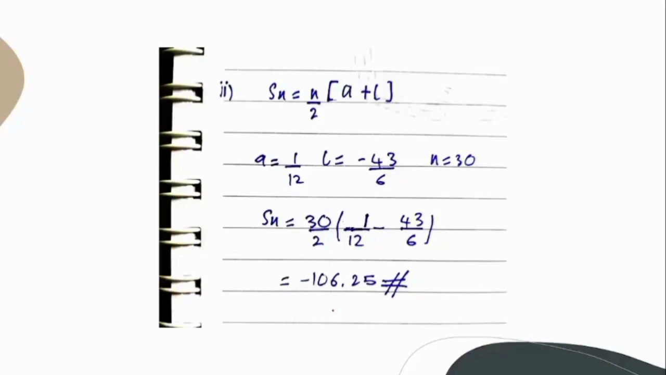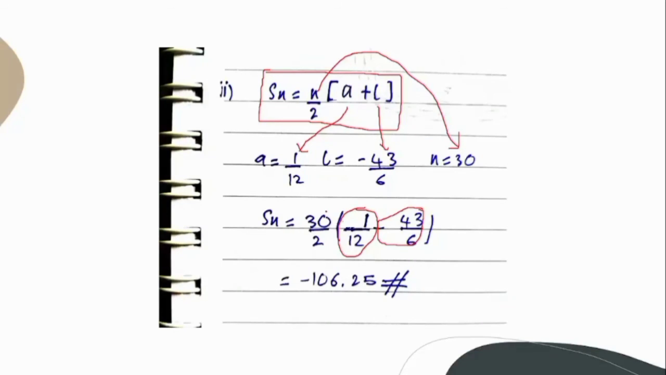Question 2, the sum of all terms. We will use the formula Sn equal to n over 2 times (a plus l). The a is the first term and l is the last term. n is the number of terms. Substitute all of the values into the equation and we will get the final answer.